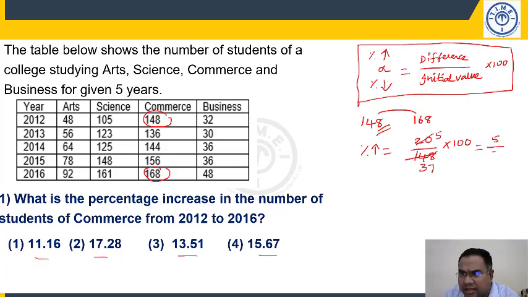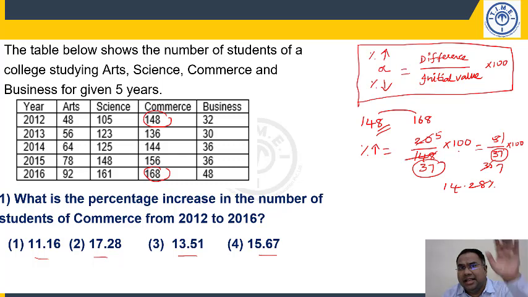5 by 37 into 100. This is approximately, if I say 35, 5 by 35 is 1 by 7. 1 by 7 we know it is 14.28 percentage. But instead of 35, what is the value in my denominator? 37. So instead of 35, your denominator is 37, so your denominator is increasing. When the denominator increases, the value decreases. So my answer should be less than 14.28%. Less than 14.28%, and these two are close to that, right? So less than 14 and close to 14, I can say 13.51%. This is one way of solving this, right?